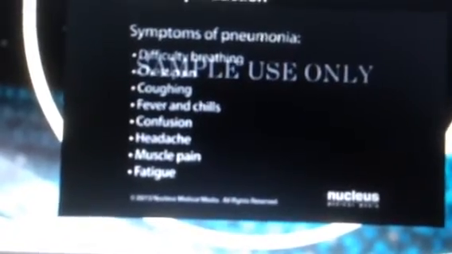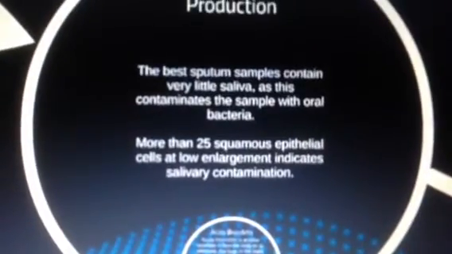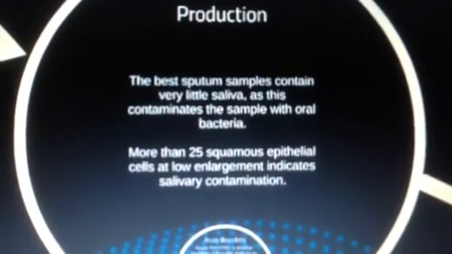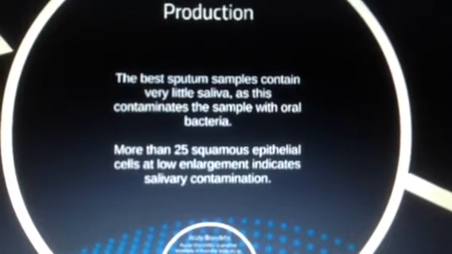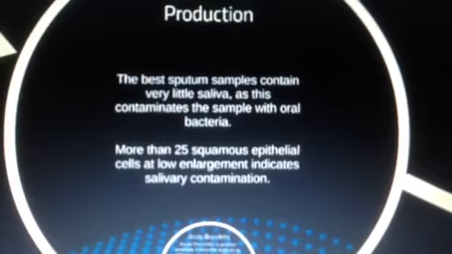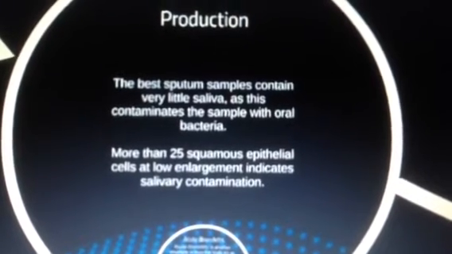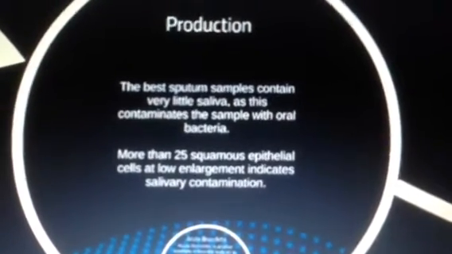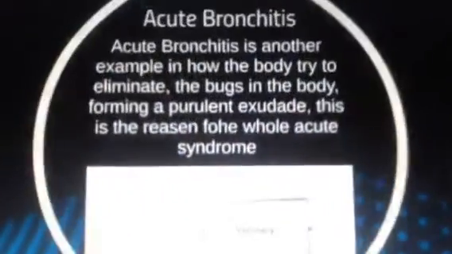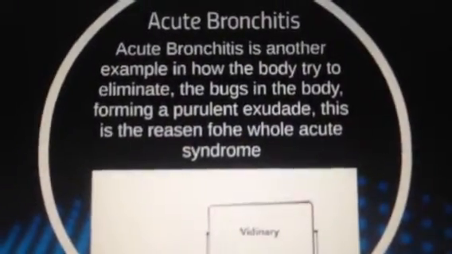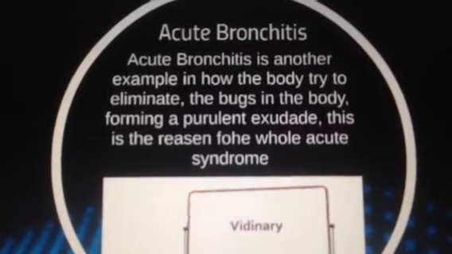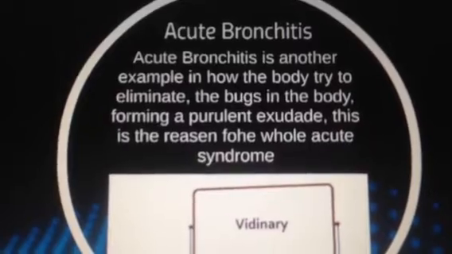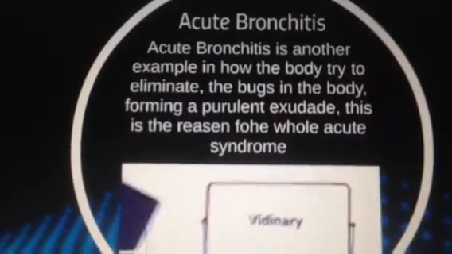That was about pneumonia. Continuing with sputum production, the best sputum sample contains barely any saliva, because saliva contaminates the sample with oral bacteria. A good sputum sample has fewer than 25 squamous epithelial cells per low-power field; a higher count indicates salivary contamination. Acute bronchitis is another example of how the body tries to eliminate the bugs in the body.